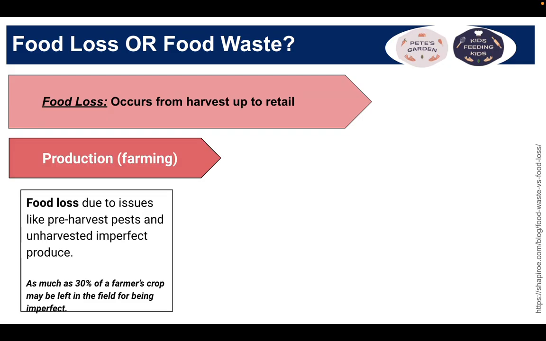The first thing we want to do is examine the definitions between food loss and food waste. They are actually quite different, even though sometimes we find that these words are used interchangeably. Food loss occurs from harvest to retail. It begins with production or farming, and it's often due to some of the items that I have listed here for you in the slide.